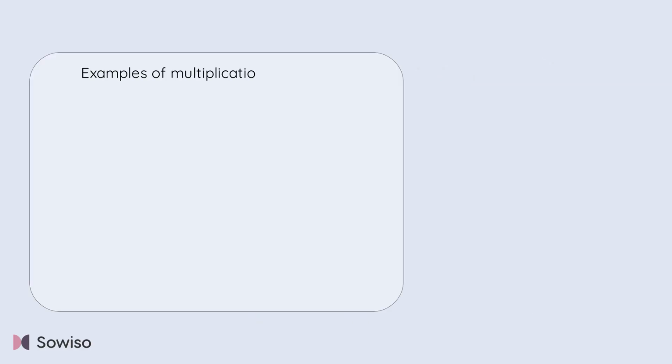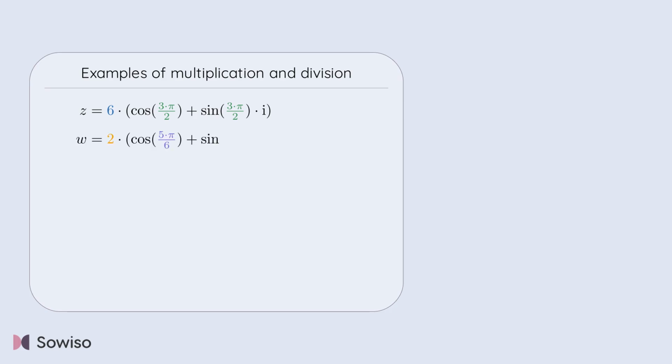Now, let's look at an example. Let z be 6 times cosine of 3 pi over 2 plus sine of 3 pi over 2 times i, and let w be 2 times cosine of 5 pi over 6 plus sine of 5 pi over 6 times i. As we saw in the theory, to find their product, we must multiply their magnitudes and add their angles.